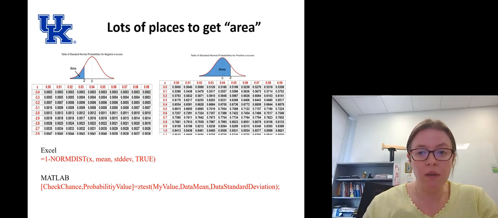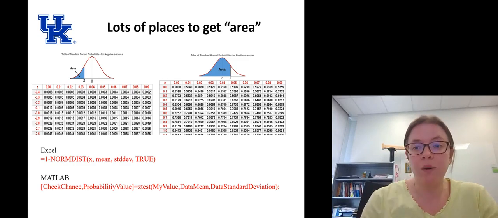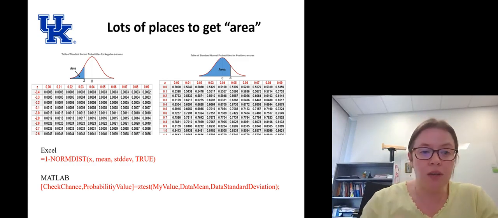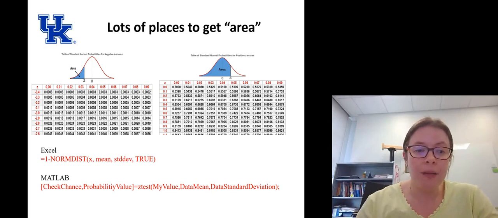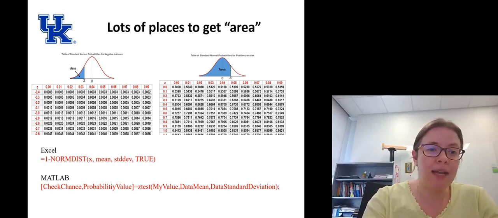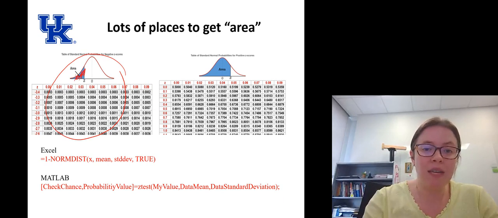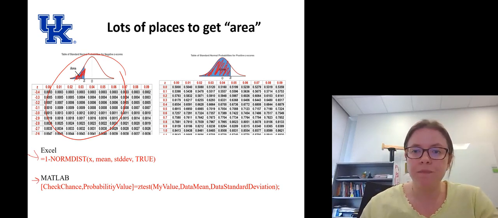Okay, we can actually go to tables. All stats textbooks have tables that you can look at to get the area. Note that those values are cumulative. So we have the negative z, which gives us this area here. But if we look at the positive z, we're getting this cumulative area. Okay, so just keep that in mind. You can also use Excel or MATLAB to get those values.